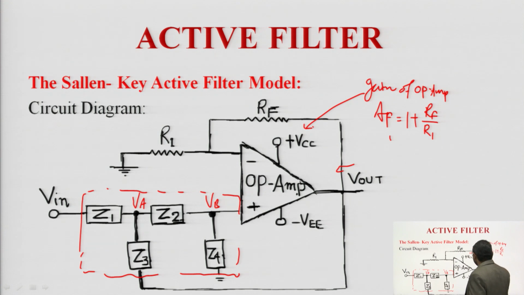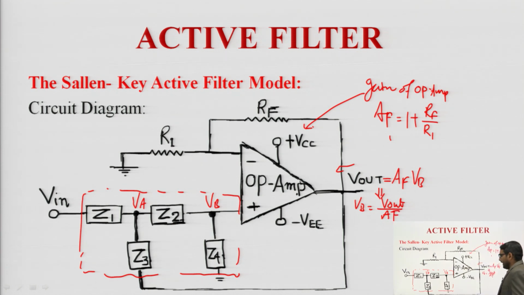So, if AF is this point, what is the relationship between V out and AF? V out will be AF times the node voltage here, VV. Then what is VV? From this relation we get VV equal to V out by AF, and here Z3 is connected to the output, which gives the positive feedback.